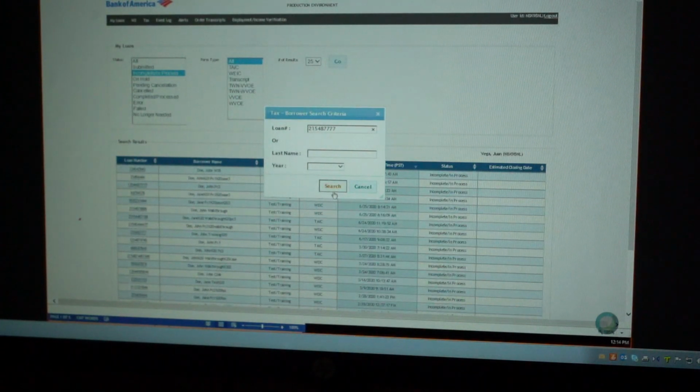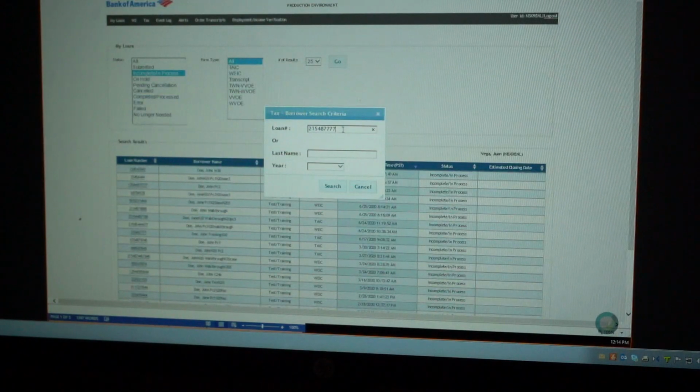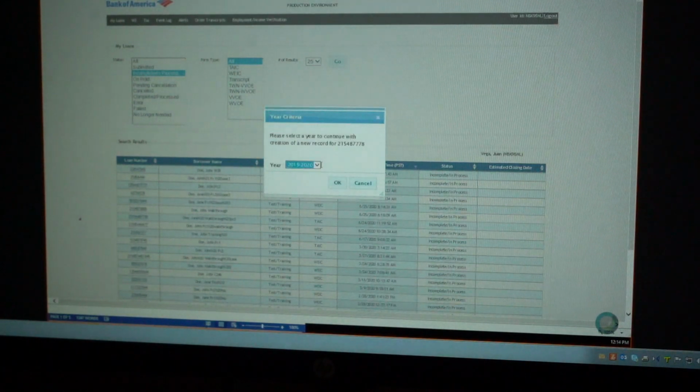And search, and you're going to do the correct years, because I found one with the same number, so let's change it up there. We're going to change the years to 2018 and 2019.